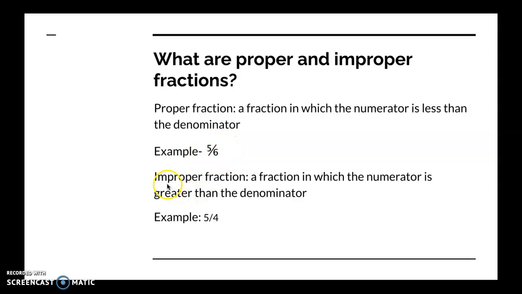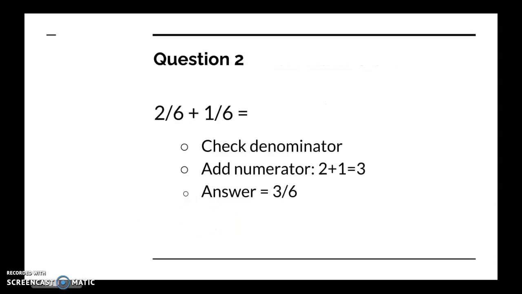Okay, now going on to improper fraction. It is a fraction in which the numerator is greater than the denominator. For example, we have 5 over 4. We know that 5 is greater than 4, and we see that 5 is in the numerator position, so this is an improper fraction. Okay, so now that we know about proper and improper fractions, we're going to move on to our next question.